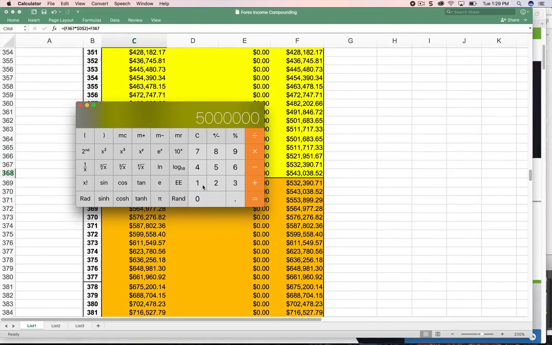Let me see. 1, 2, 3, 4, 5. 500. I think I need one more zero. So 10% of 500 million. That's over 2 years. That is 50 million. Should be 50 million. So that's still $50 million if you get 10% of it.